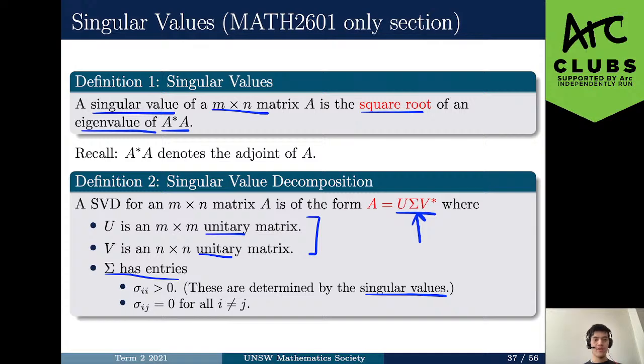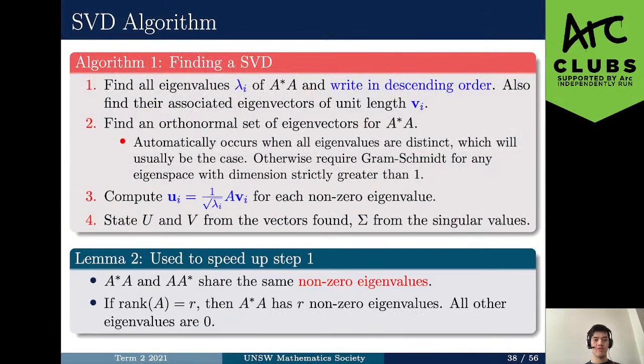Okay, this is just the algorithm. It's something you can just memorize and then use in the exam. It's a bit tedious, but it's not really hard, just a bit annoying to do. First of all, we just need to find all of the eigenvalues of A star A. We already know how to do that. The convention is to have them in descending order.